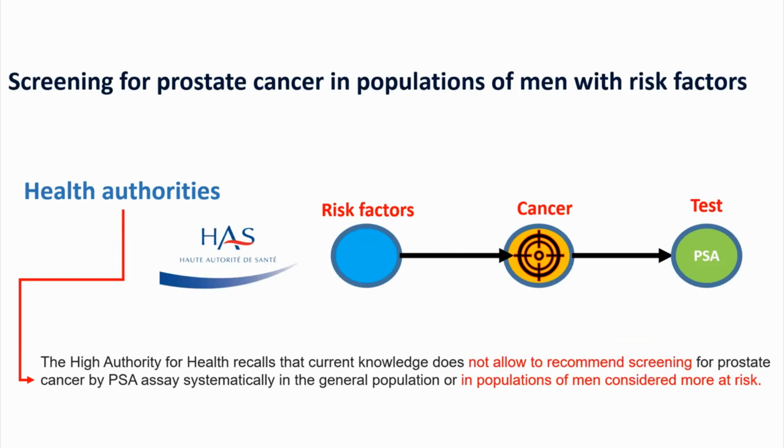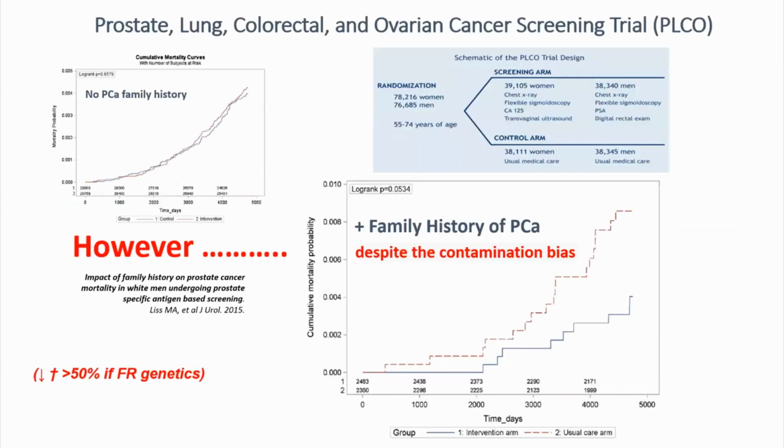Then the second recommendation was not to recommend screening for men with a high risk of the disease. But if you have a risk factor, a genetic risk factor for example, you increase the positive predictive value of a prostate-specific antigen.